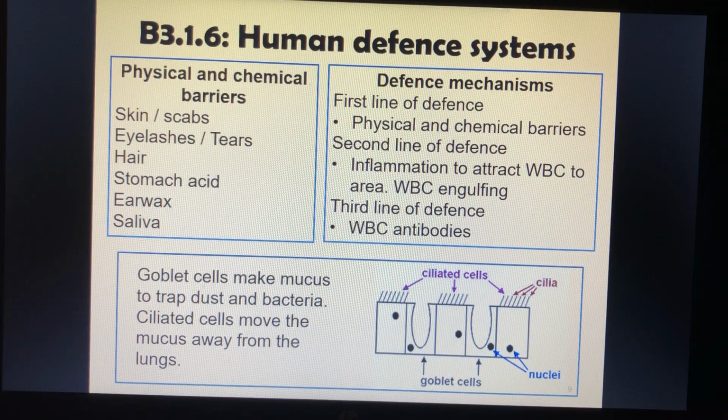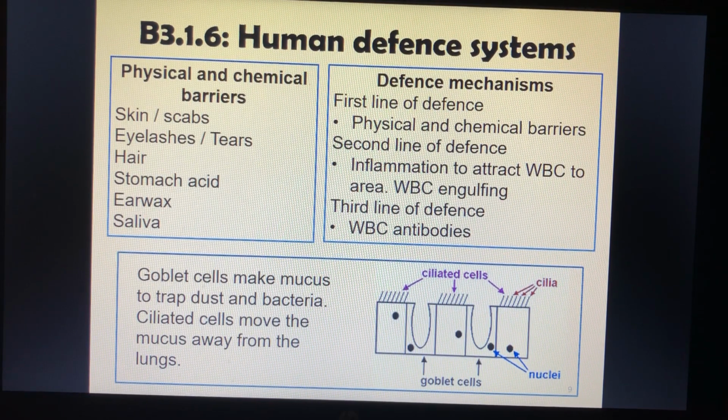Then we've got our defence mechanisms, and they sometimes talk about the first, second and third lines of defence. First is the physical and the chemical barriers. Let's try and stop the pathogens getting in. Second is the engulfing of bacteria using white blood cells. More about that in a bit. And the third line of defence is those antibodies.